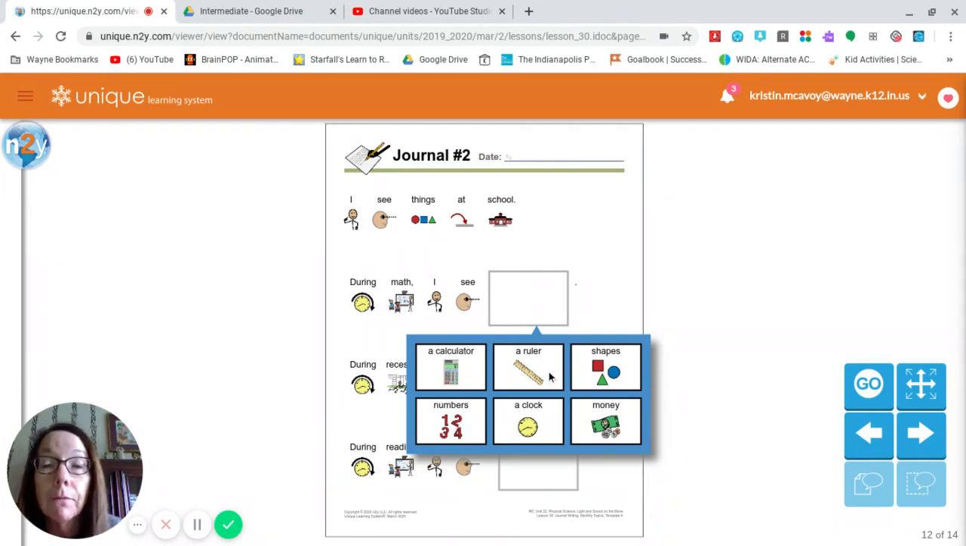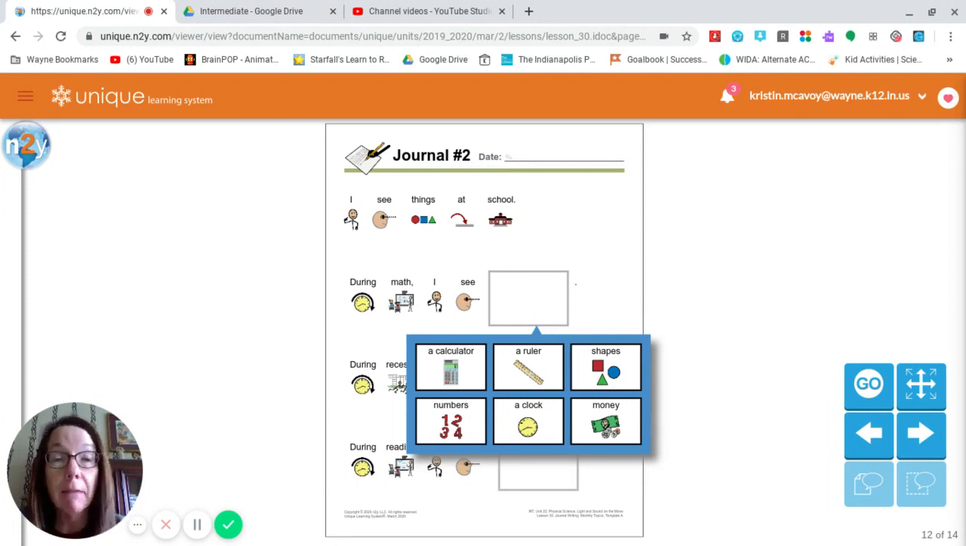a ruler, shapes, numbers, a clock, and money. And these are all things that can be used during math activities. So lately, in the past couple of months, we've started working on new activities using rulers and doing measurement. So that's something you might want to pick.